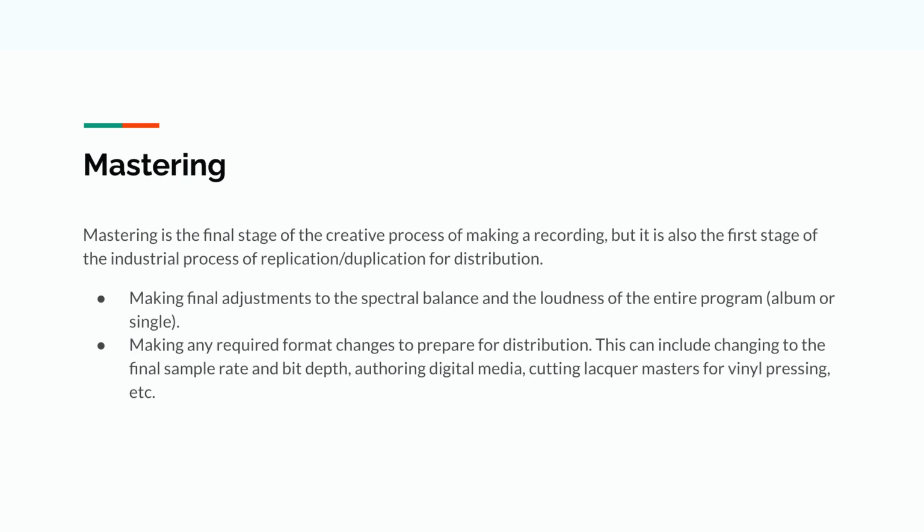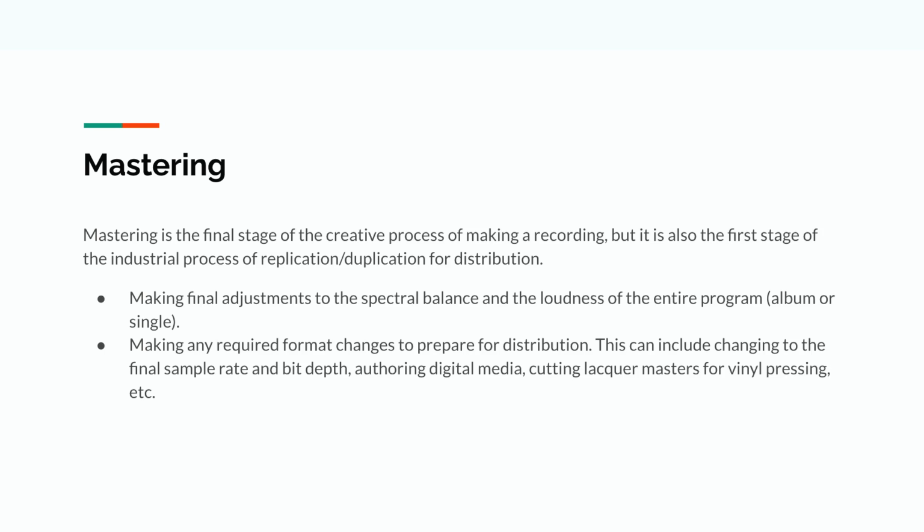After the mix is done, we move into the mastering stage. And mastering is really the final stage of the creative process. It's the last time that we can do anything that is going to meaningfully influence the overall creative quality of the product. But it also is the transition to the more industrial process of producing all the final stuff that's going to be distributed to the end listener and the end user. So it very much is a transition stage. The key things that will happen during mastering: any final adjustments to the spectral balance and the loudness of the entire program of the album.